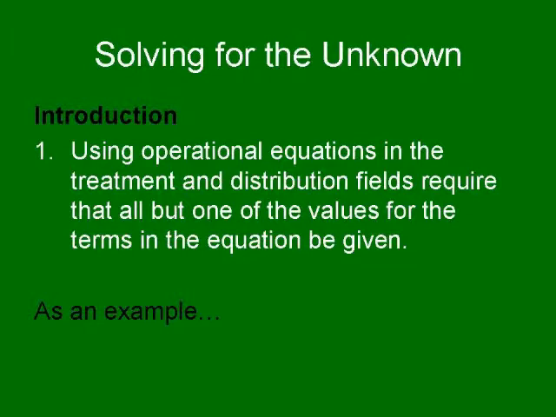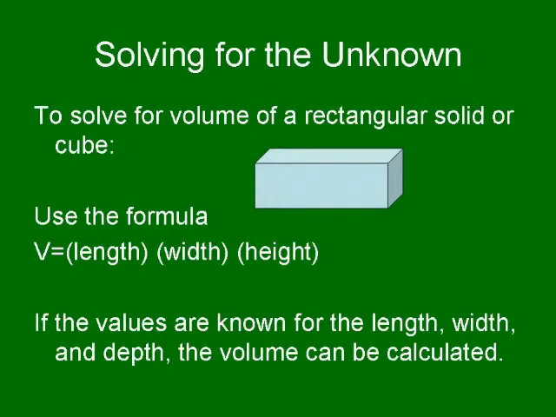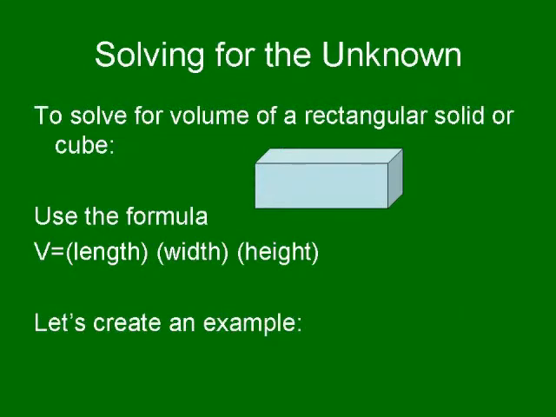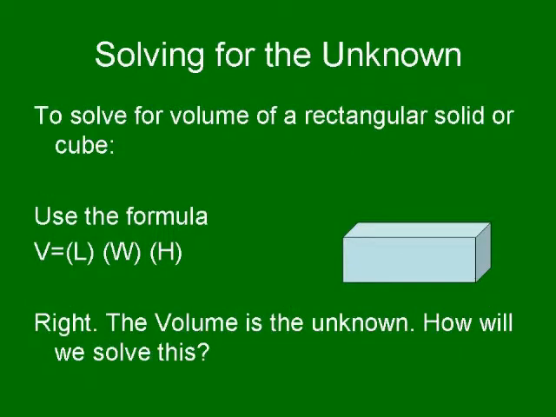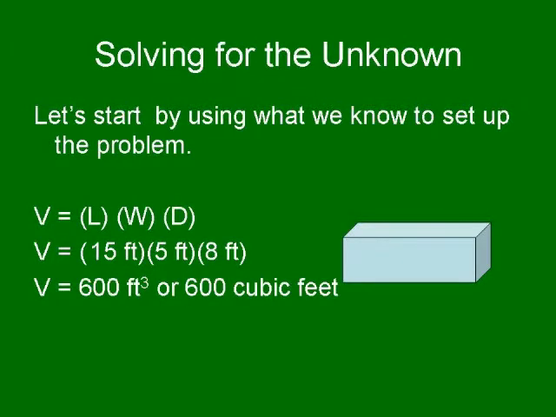As an example, to solve for volume of a rectangular solid or cube, use the formula V equals length times width times height. If the values are known for the length, width, and depth, the volume can be calculated. Let's create an example. The length of the rectangular solid is 15 feet. Width is 5 feet. Depth is 8 feet. What is the unknown? Right, the volume is the unknown. How will we solve for this?